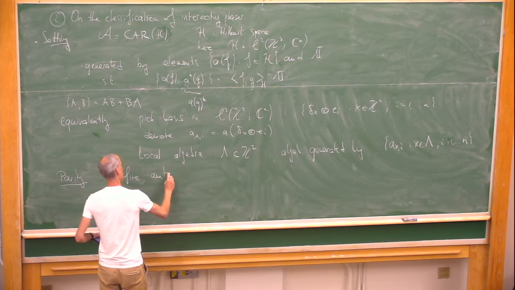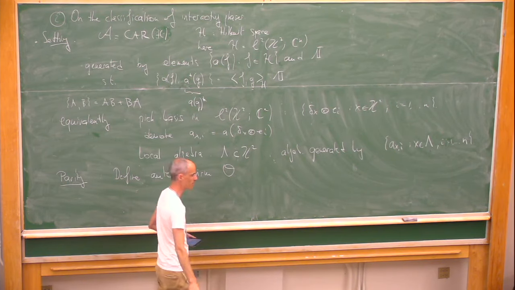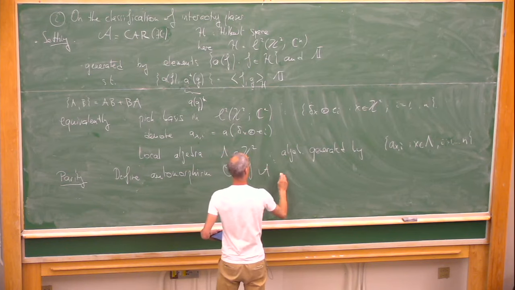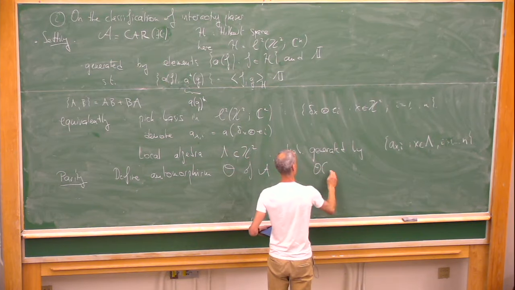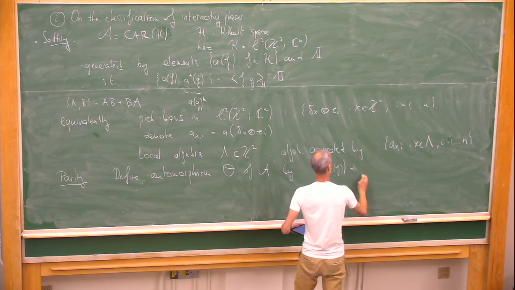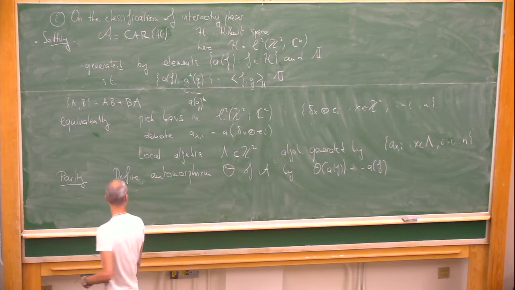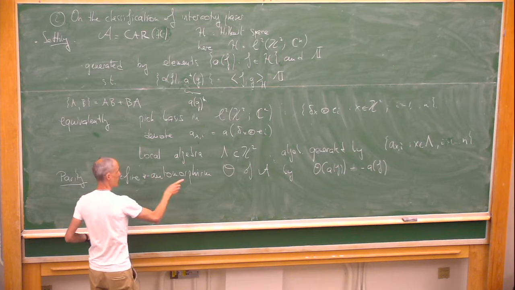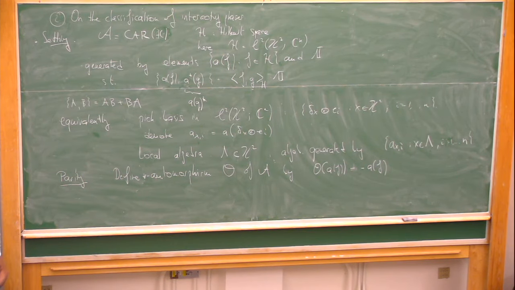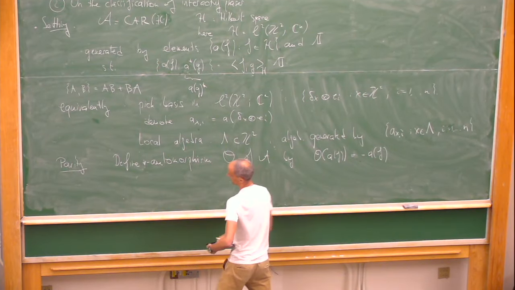Define an automorphism, which I will denote theta, on A by saying that theta of A(f), for any A(f), is minus A(f), right? In fact it's a star automorphism, so theta of A star(f) is minus A star(f). You extend all of that so that it becomes a homomorphism, right? So that's fermion parity. That's called fermion parity.